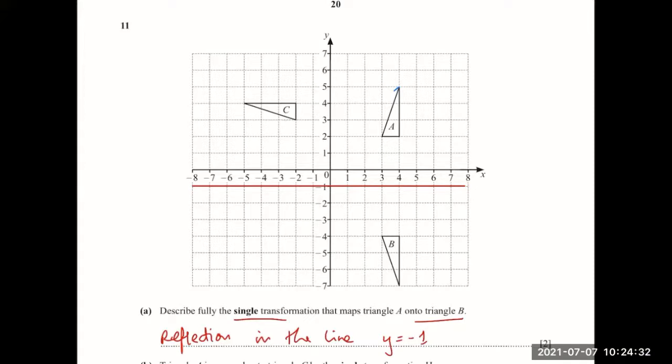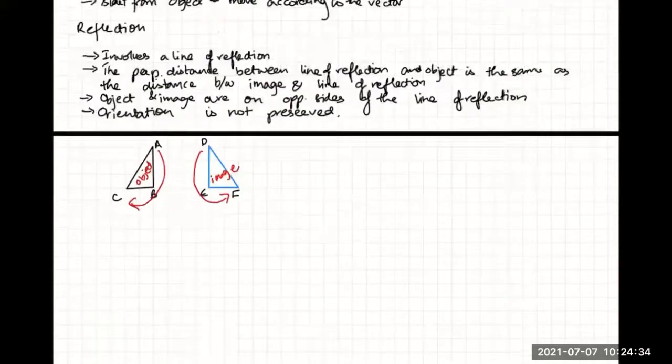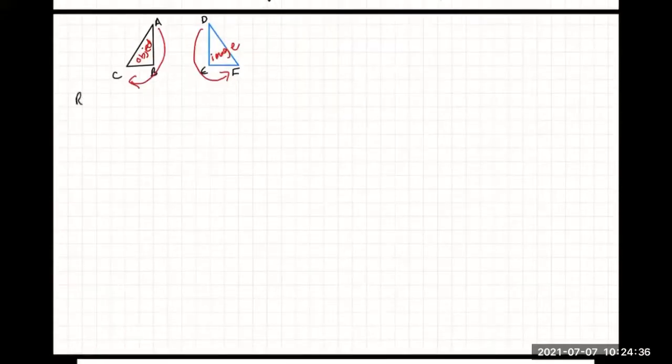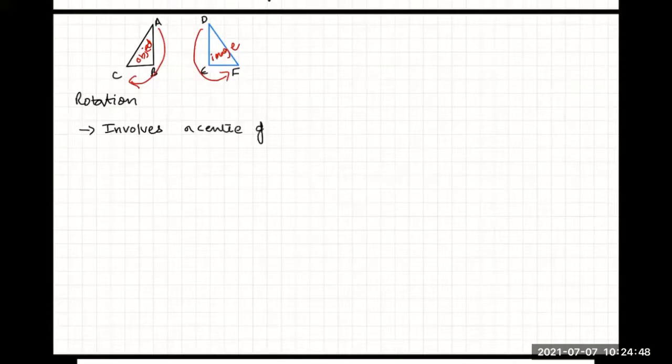Now, the third type of transformation is a rotation, and I think most of you would be here for that. Most people find it tough. Let's look at rotation. It involves a center of rotation, an angle of rotation, and direction of rotation.